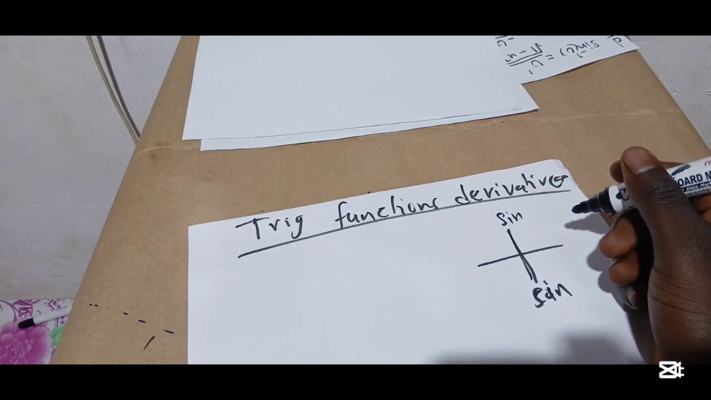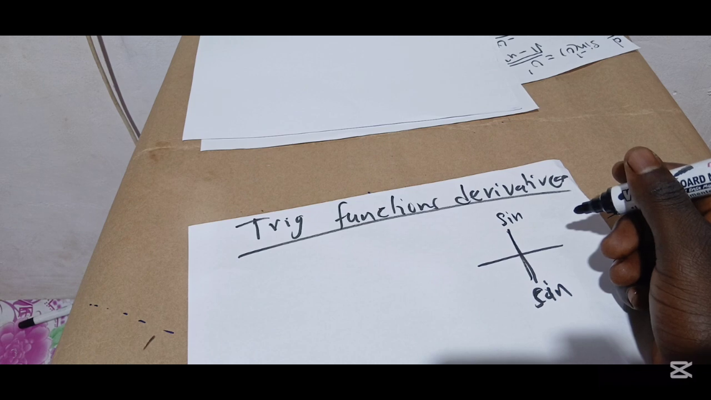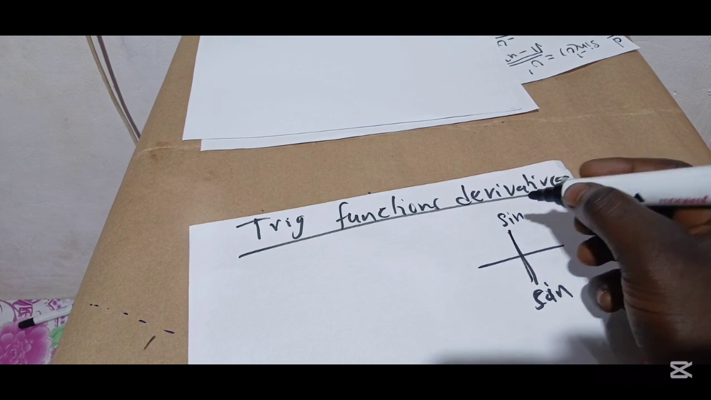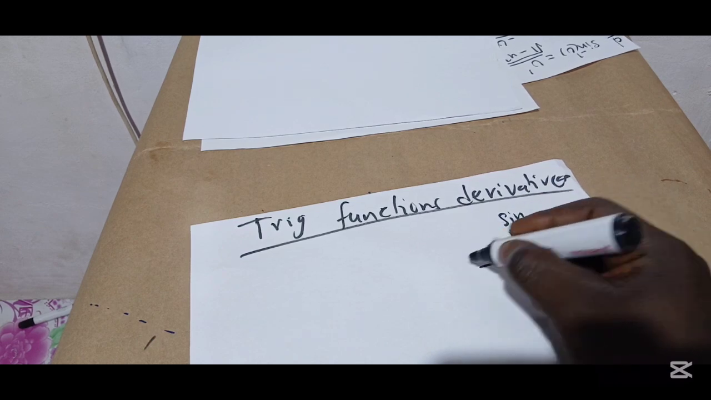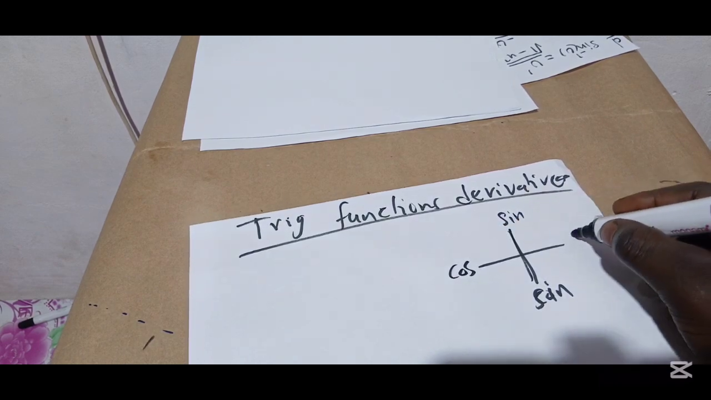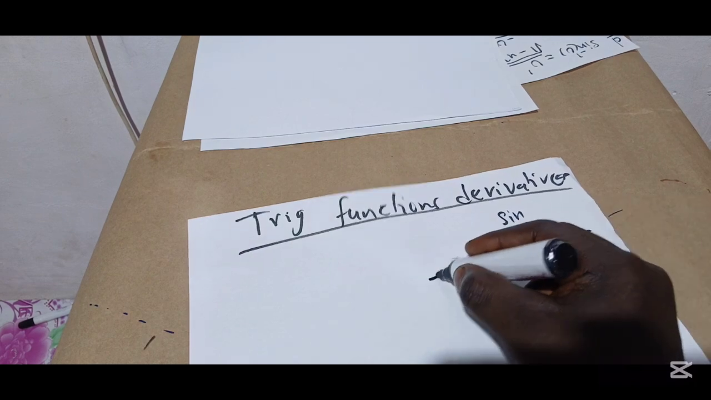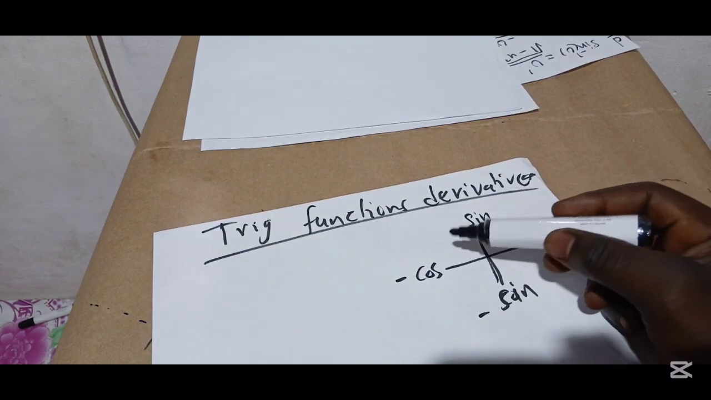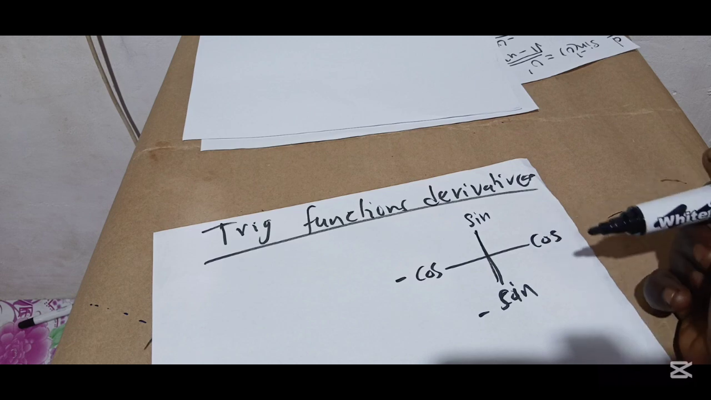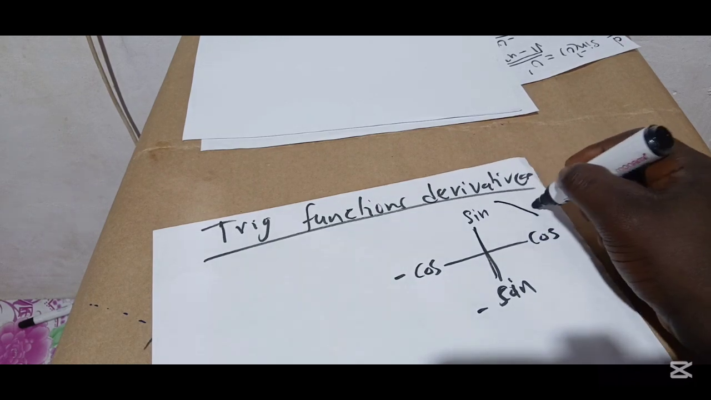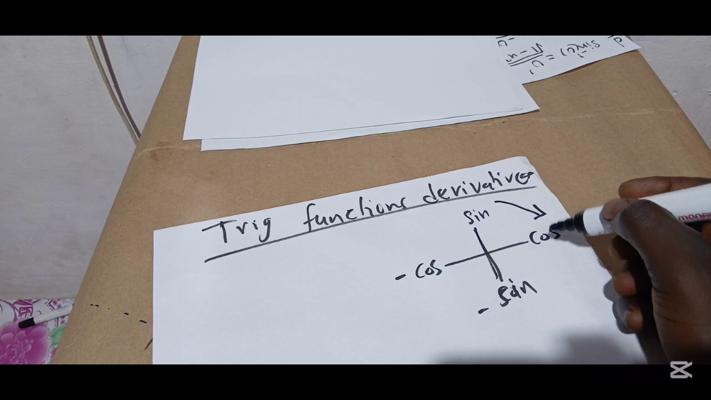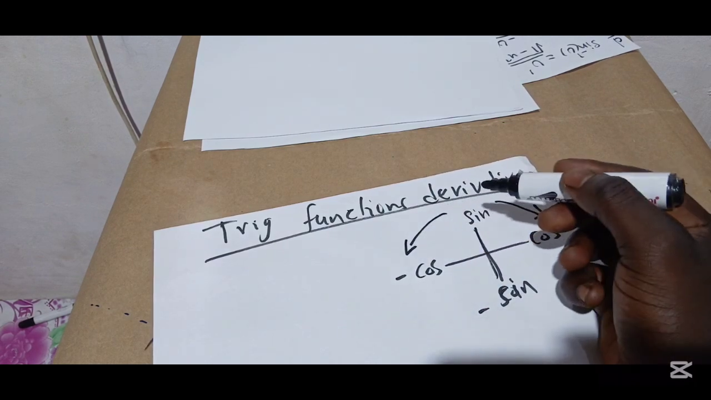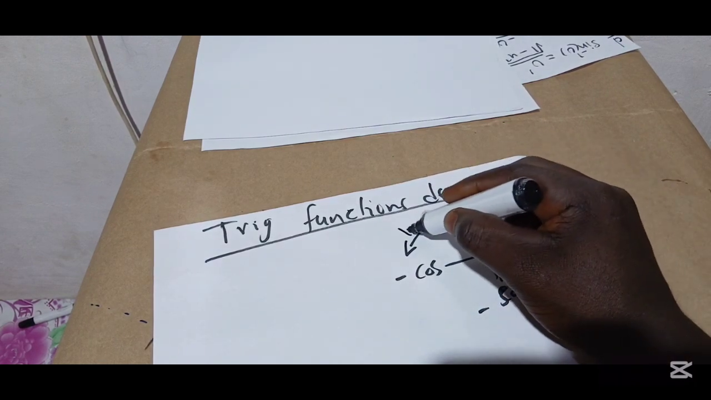In this video, I'm going to show you how to find the derivative of sine and cos, even if you forget the basic identities, the basic formulas. So using this Cartesian plane, we have sine here, sine at the bottom, cos here, and then negative cos on the other side. Moving clockwise is differentiation, and moving anti-clockwise is integration.